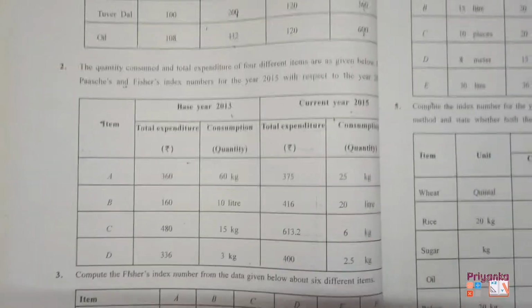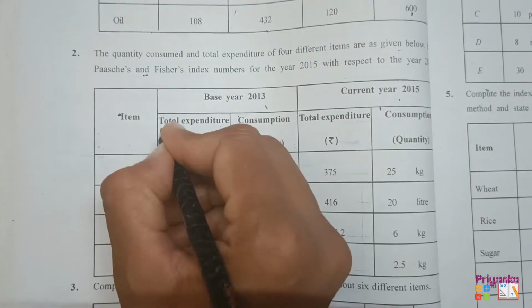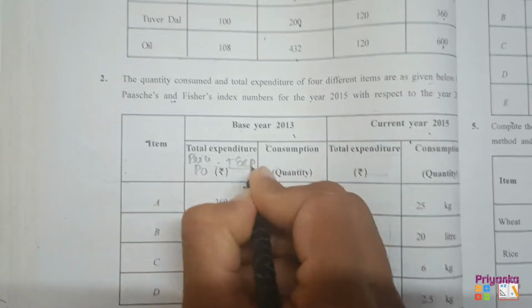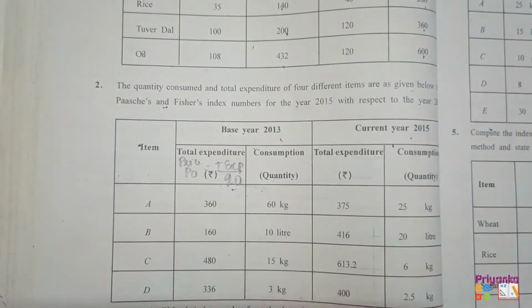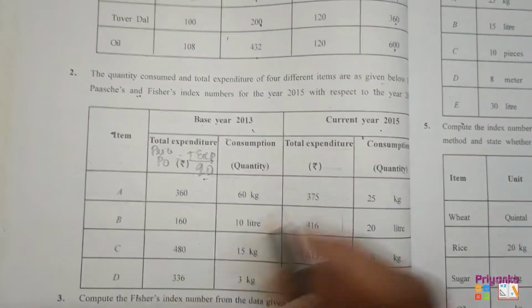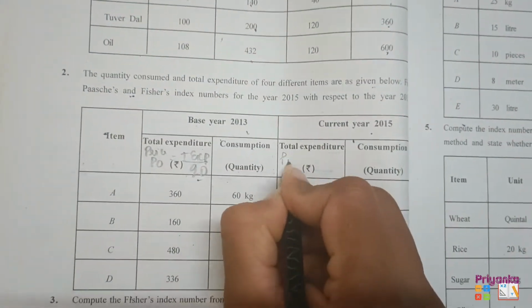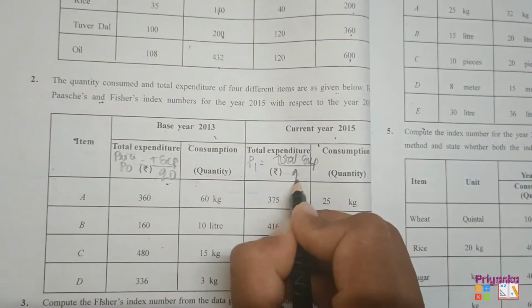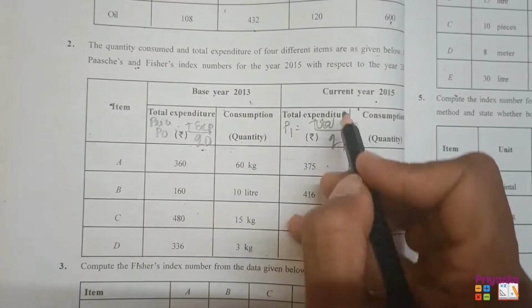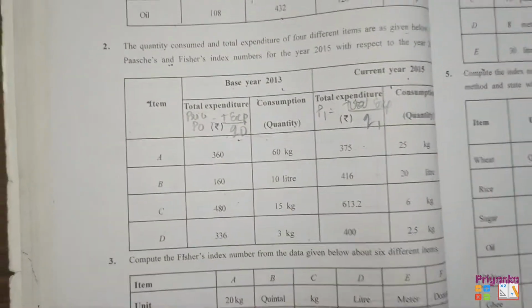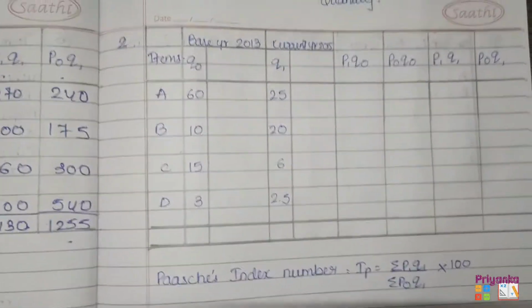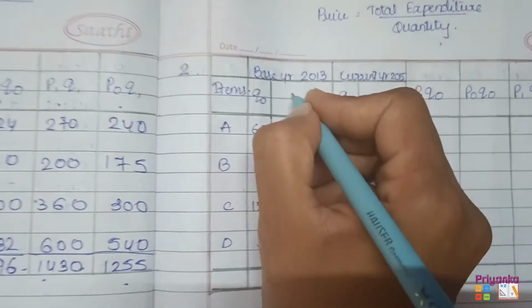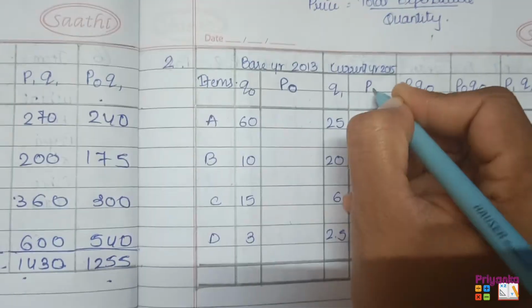Again the formula changes. To find the price of the base year, that is P0, we take total expenditure divided by Q0. You will get the price for the base year. For the current year, that is P1, take total expenditure divided by Q1. You will get the price for the current year. First take the information in a table for writing it properly. Here I already wrote the formula. So let's find the price for the base year and the price for the current year.